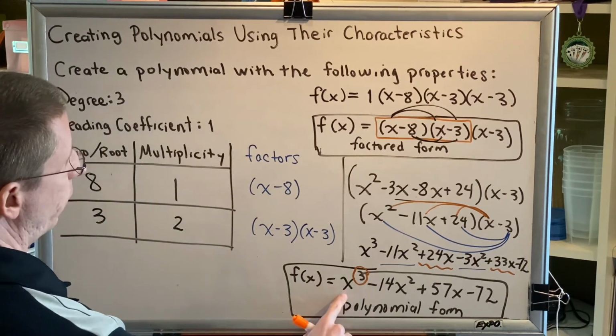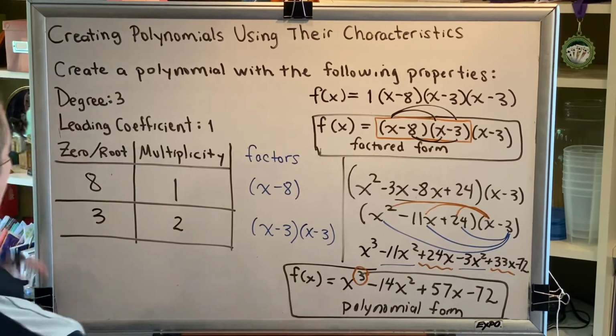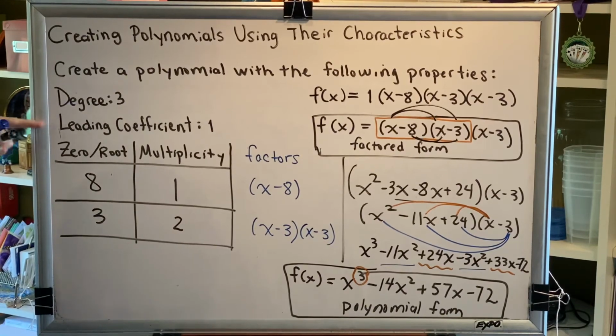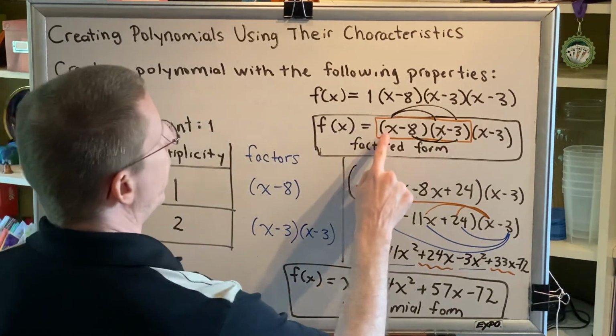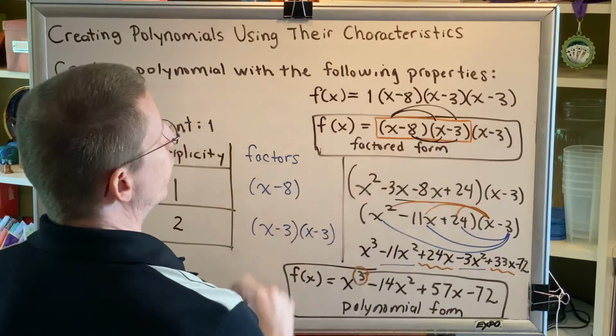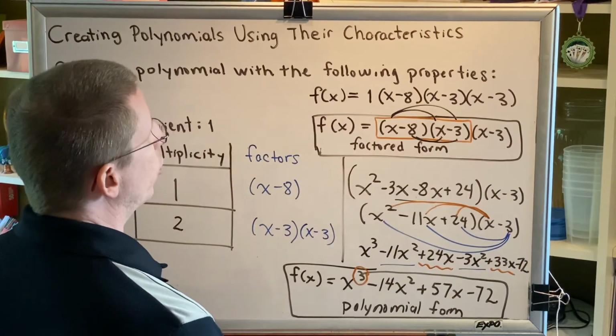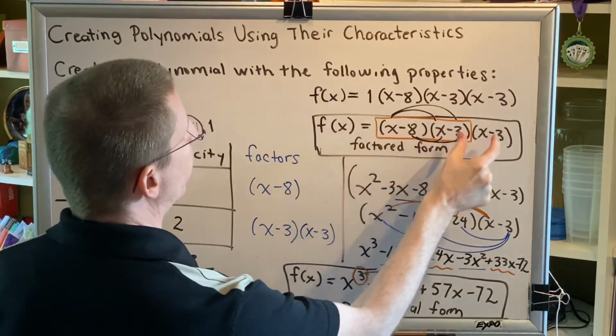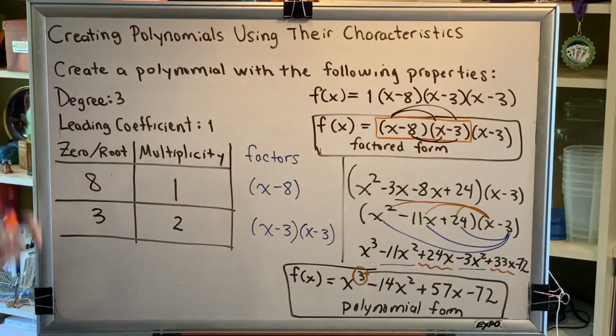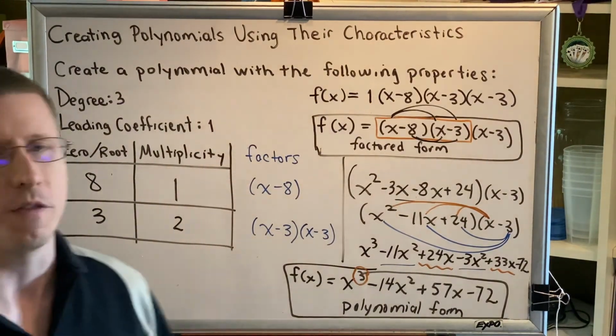The coefficient of this x cubed is 1. That's the leading coefficient, so that matches here. The degree of a polynomial in factored form is found by adding the degrees of each factor. 1 plus 1 plus 1 is 3, and our leading coefficient is 1. That gives me confidence that we've solved this problem correctly.